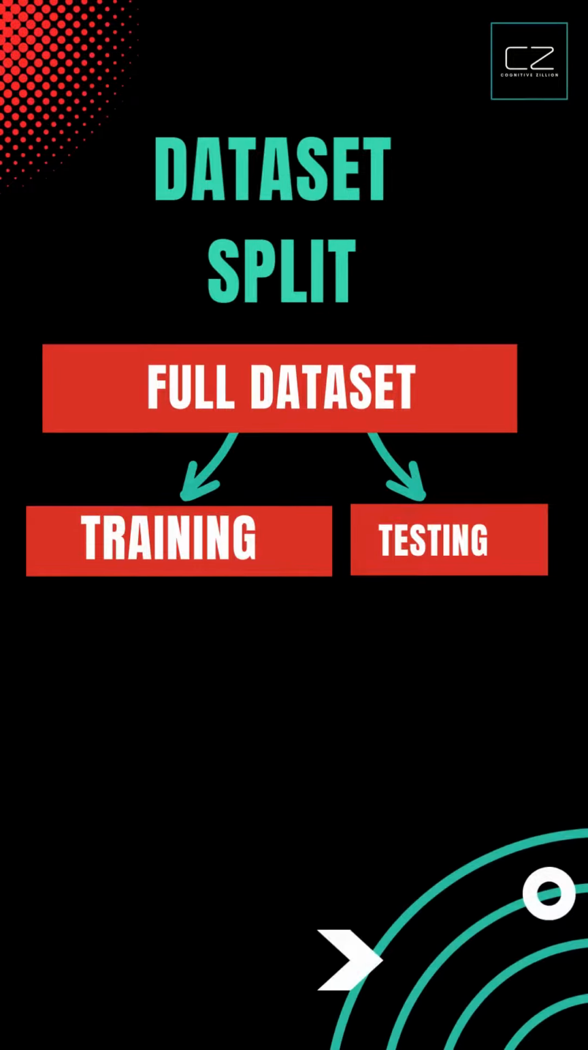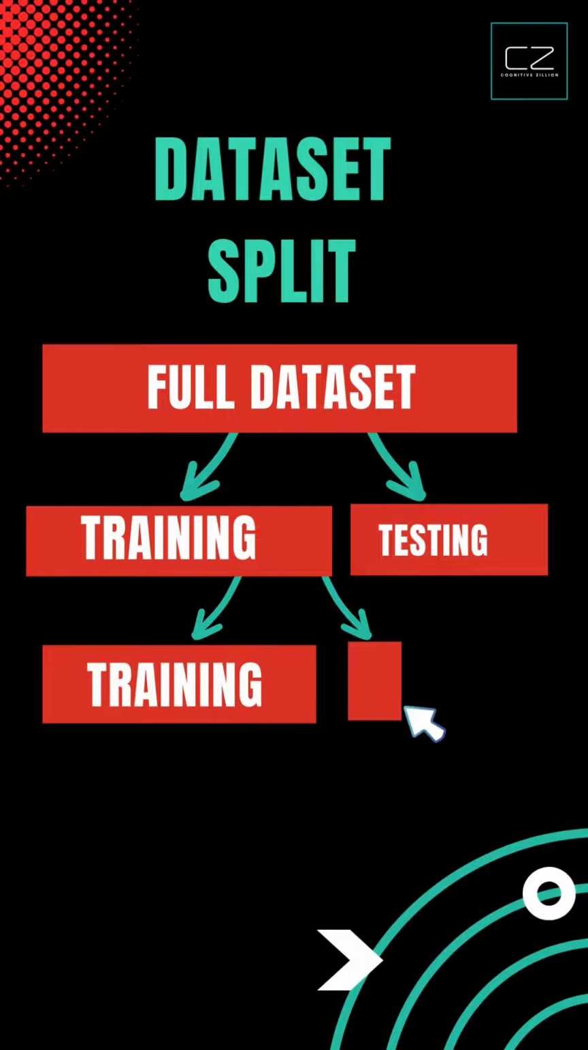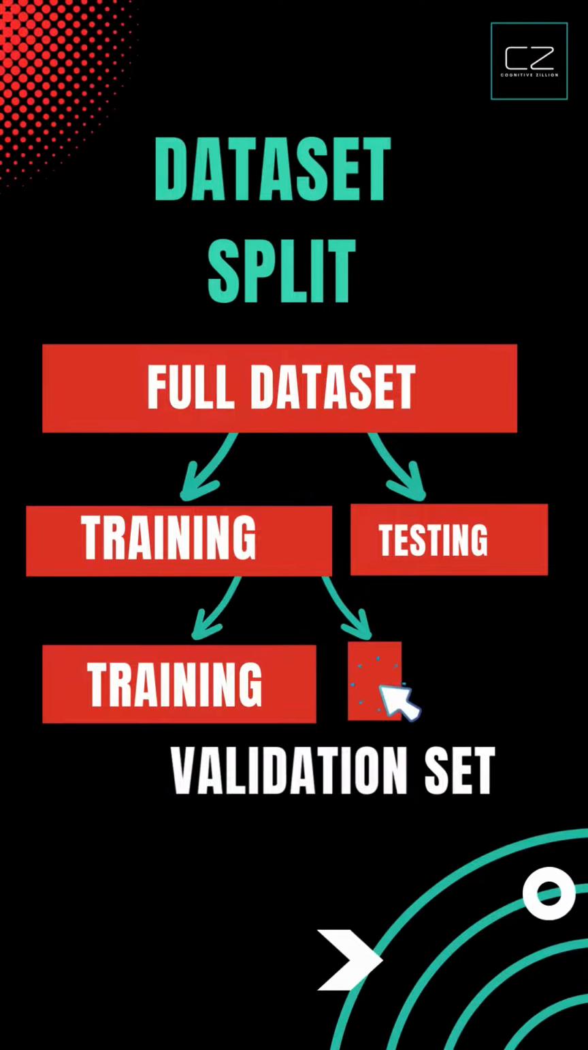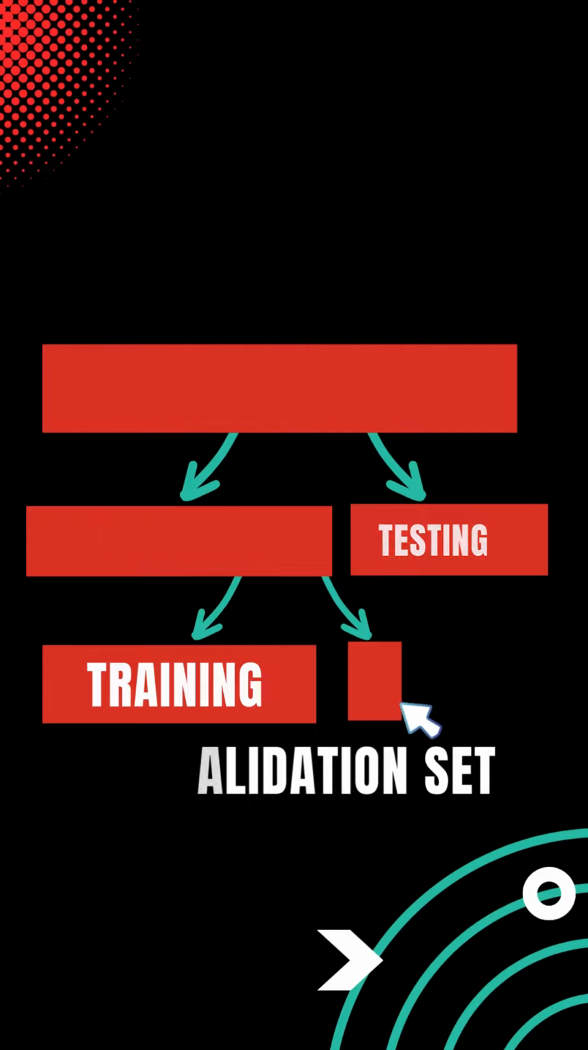Sometimes the training set is further split into a training set and a validation set. The validation set is like a practice test for the AI after it has studied the textbook. It helps to check if the AI is learning correctly and to tweak its learning process. It's crucial because it makes sure the AI isn't just memorizing the textbook but actually understanding how to apply what it learned.